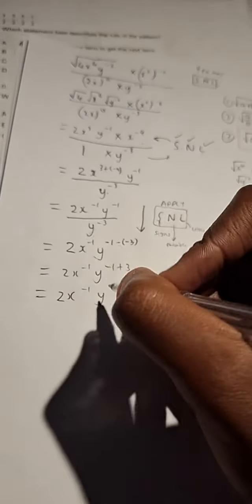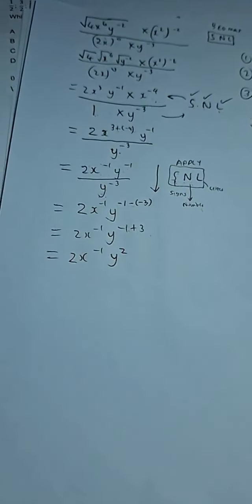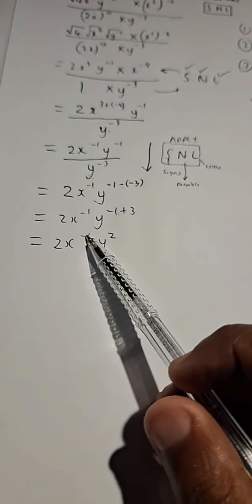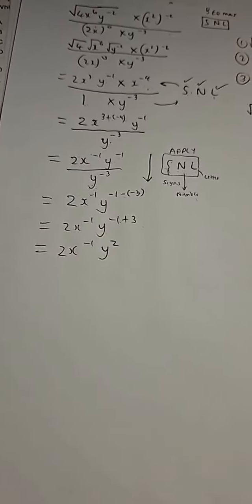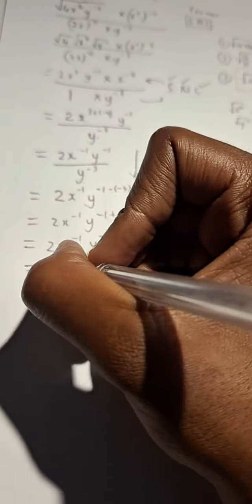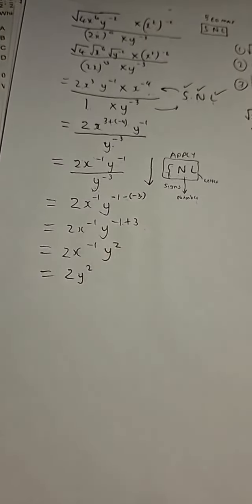What's minus 1 plus 3? It is 2. Now someone will think, I'm done. No, you are not done. Why? Because, guys, the exponent here is negative. We can't have a final answer with a negative exponent. So what do we do? 2 stays in the numerator. Y squared stays in the numerator.